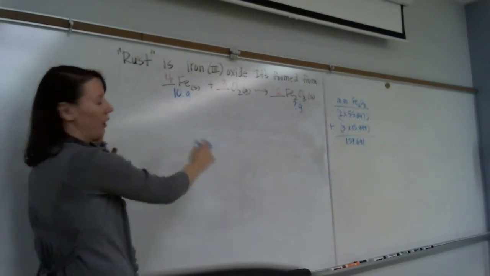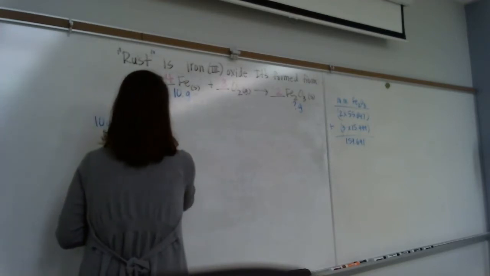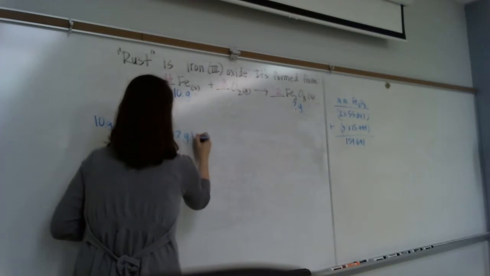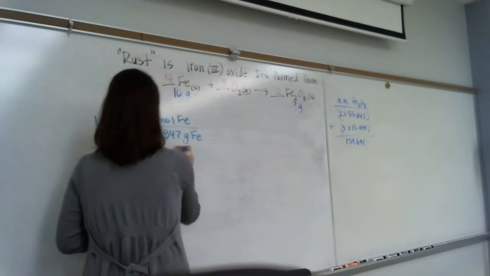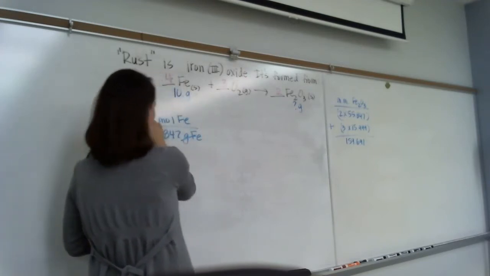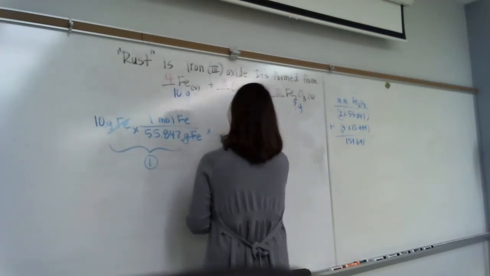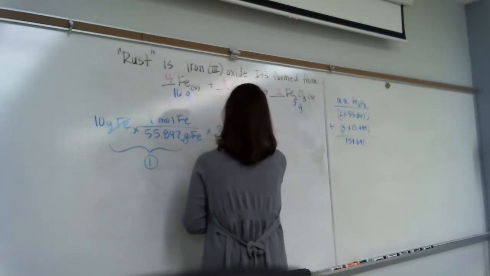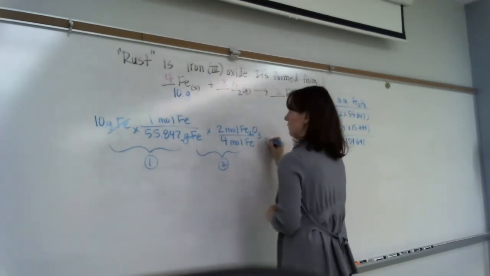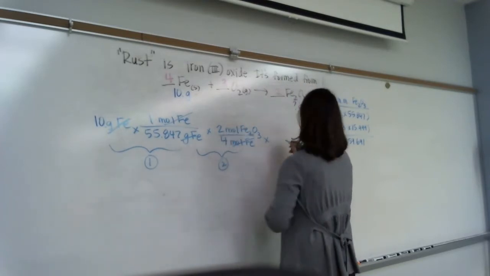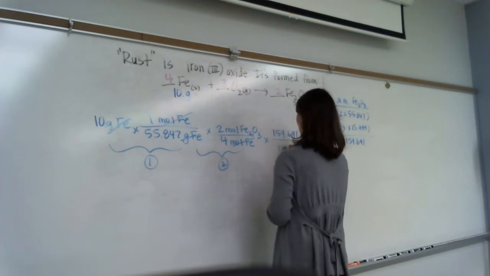So here's what it looked like if you do it all at once. You'd say 10 grams Fe times 55.847 grams Fe for 1 mole. Okay, so that's step 1 right there. All right, grams cancels, now we're in moles. Now we're going to do the mole ratio times 4 moles iron for every 2 moles of rust. All right, so there's step 2. And so moles of iron cancels, we're left with moles of rust times 159.691 grams for 1 mole.